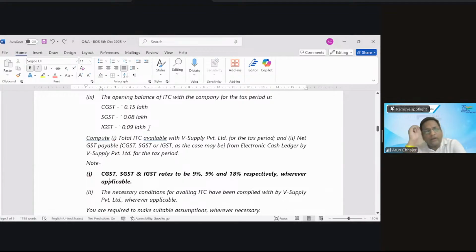See, one point always confuses me. Can the CGST and SGST tax rate be different? Will the liability of CGST and SGST be different? No.